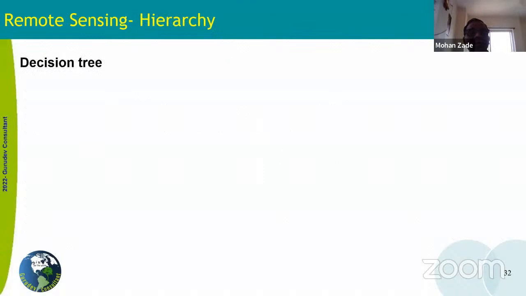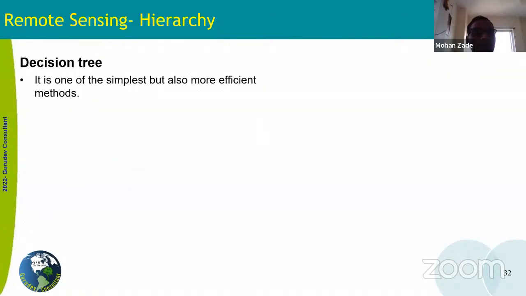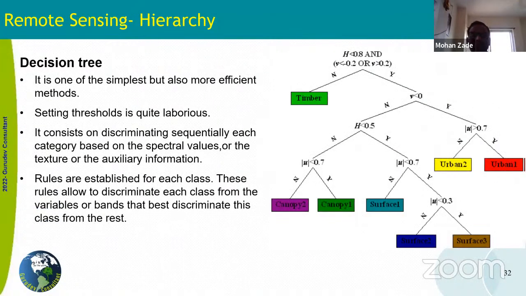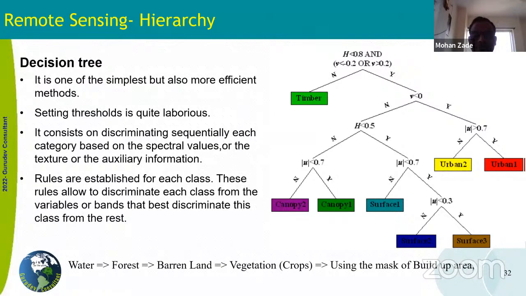Then one more classification method is a decision tree, where thresholds are used. Thresholds are used to distinguish one from the other, and then go for the next, and then go for the next, and go for the next. So it is like a decision tree. So once it is classified, then it is ignored, and the rest of the things are treated as unclassified. That one is treated, then the next unclassified will be treated for the classifications.